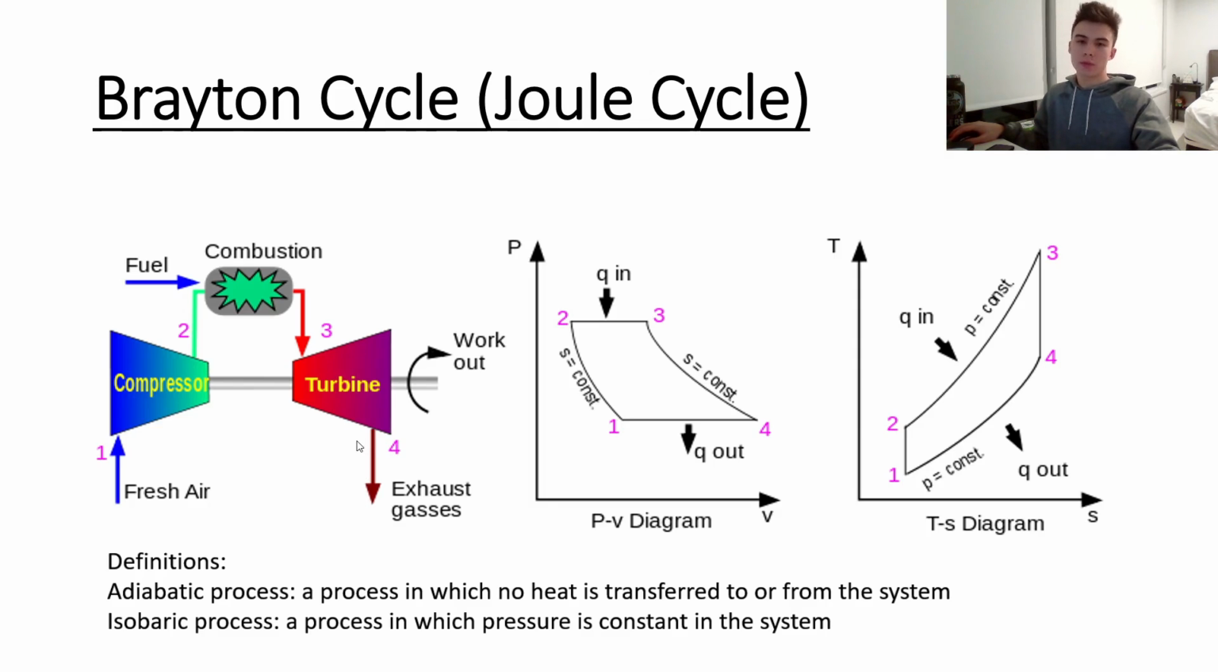So in an actual Brayton cycle, which is quite similar, the first step would be an adiabatic process in which the fresh air is compressed. And then secondly, an isobaric process takes place and the heat is added. And then thirdly, an adiabatic process takes place and the compressed air expands. And then fourthly, an isobaric process takes place in which heat is rejected, so the exhaust gases come out here, and then there is work coming out.